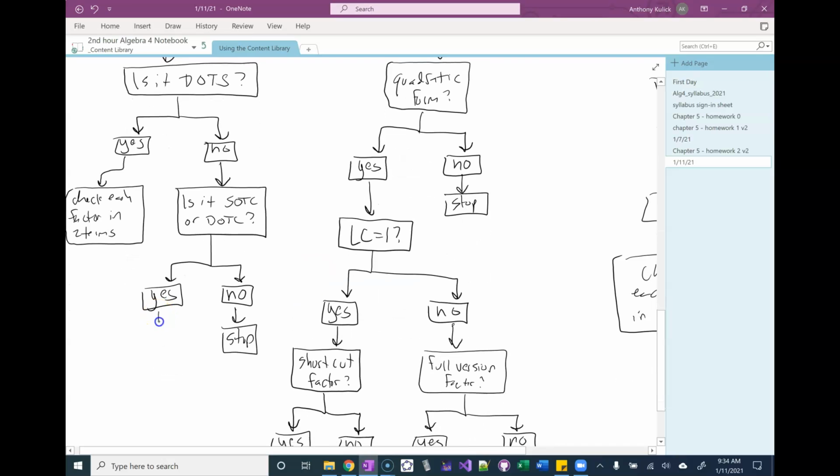And if it is a sum or difference of two cubes, then we factor it using that method. And then we want to check each factor. Okay.